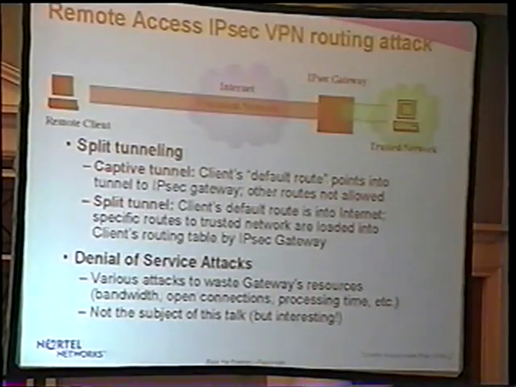So first, I'll take a quick look at what are the issues with remote access when you're using the remote access model for VPNs. The big issue here is what's called split tunneling. And I'll define two ways of doing this. One is a captive tunnel, in which the client's default route points into the tunnel to the IPsec gateway, and other routes aren't allowed. And the other is a split tunnel, where the client can send packets to the gateway, or it could send packets into the untrusted network. I'll get into a little bit more detail of that later.